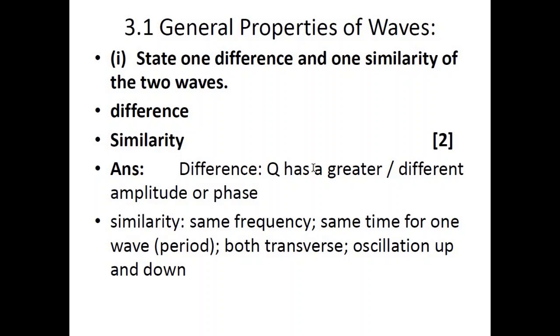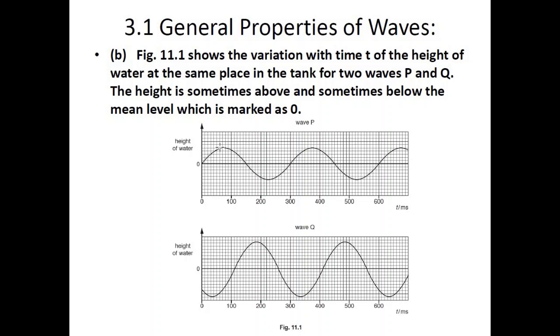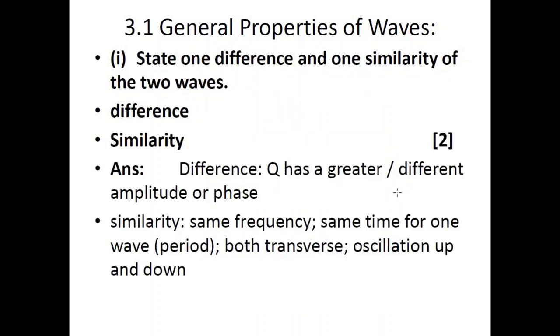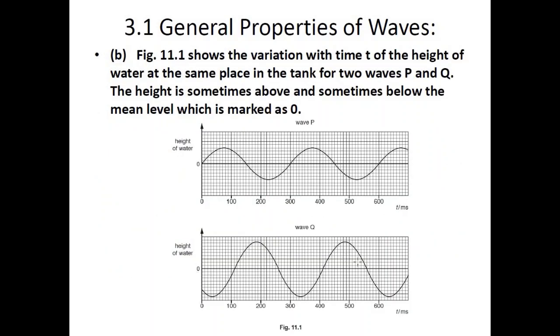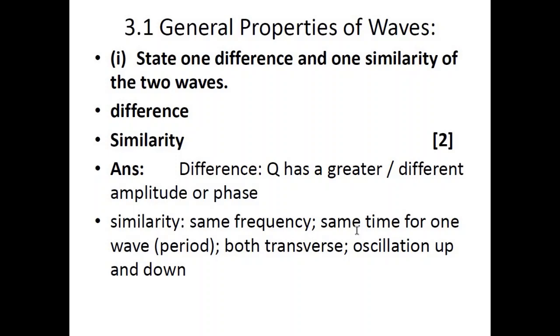The similarity is that they both have the same frequency. Both of these diagrams have two waves. Both have the same frequency but different amplitude. They have the same time, or same period, for one wave. They are both transverse waves because the diagram shows that they oscillate up and down and not sidewise.